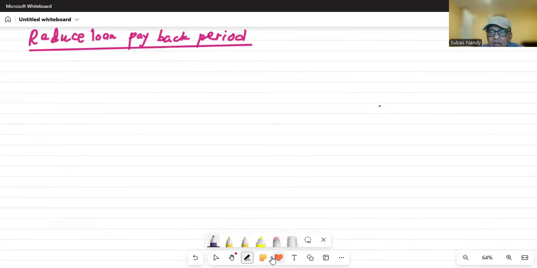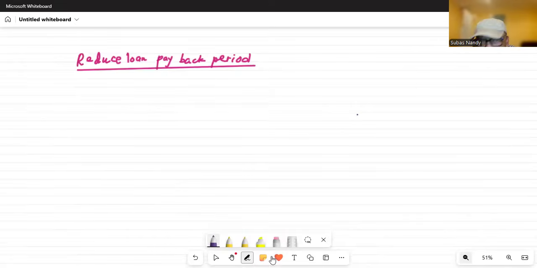So this is on reducing the payback period. So, reduce the loan payback period. Last time I showed you that if you borrow $100,000, for example, at a 6% annual interest rate and pay the loan in 30 years, then your monthly payment will be about $600.